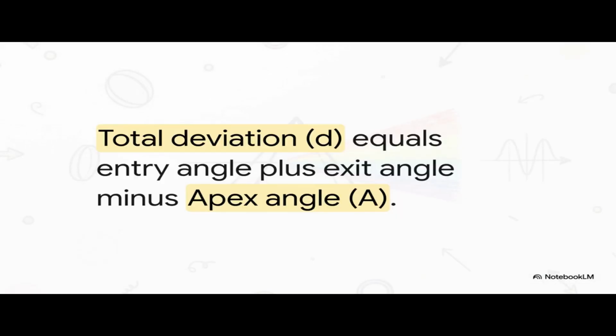And that brings us to a surprisingly approachable formula. Honestly, you don't need to be a physicist for this one. The total angle of deviation, our lowercase d, is just the entry angle plus the exit angle minus the prism's apex angle. It's an elegant little equation that maps out exactly how the starting condition, the ending condition, and the physical shape of the glass combine to dictate the light's final path.